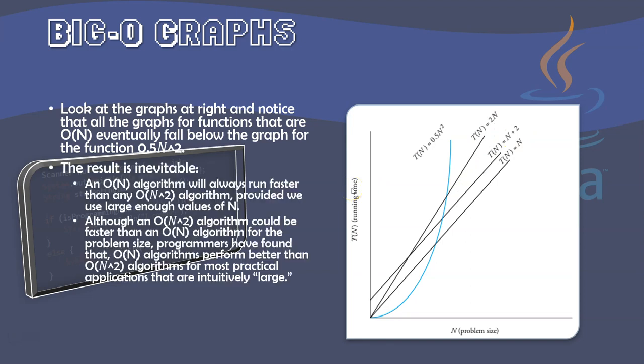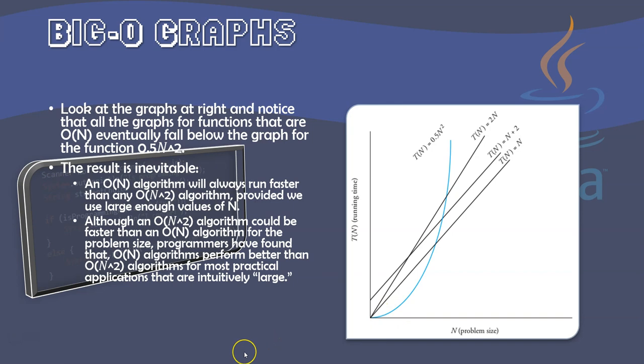All right, so we have a pretty inevitable result here. The big O of n algorithm will always run faster than a big O of n squared algorithm, provided we use large enough data values. All right, once we hit this threshold here, right here at this data size, these are going to go faster. There's just no way around it. And although a big O of n squared algorithm could be faster than a big O of n algorithm for a small problem size, you notice right here underneath, this is always going to be faster, especially right here in the beginning.